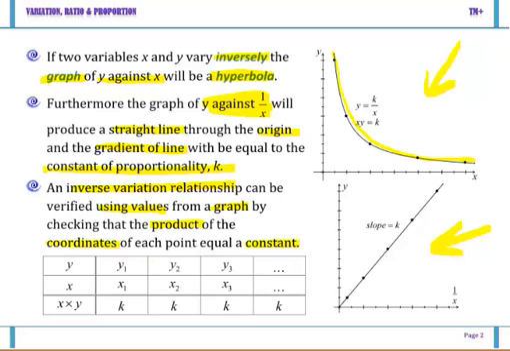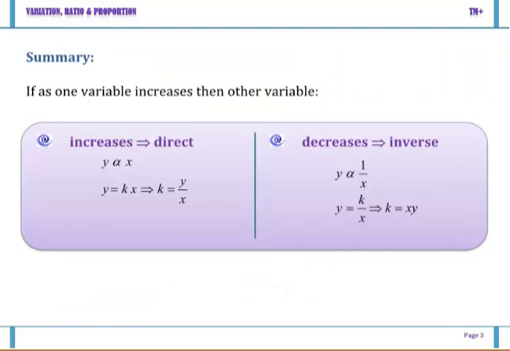That's because you know that for inverse variation, y is proportional to 1 over x, y equals k over x, or xy equals k. You can see that there. So to summarize, if one variable increases and the other variable increases, it's direct variation, and you can see that in this box. If as one variable increases the other variable decreases, then we're looking at inverse variation.